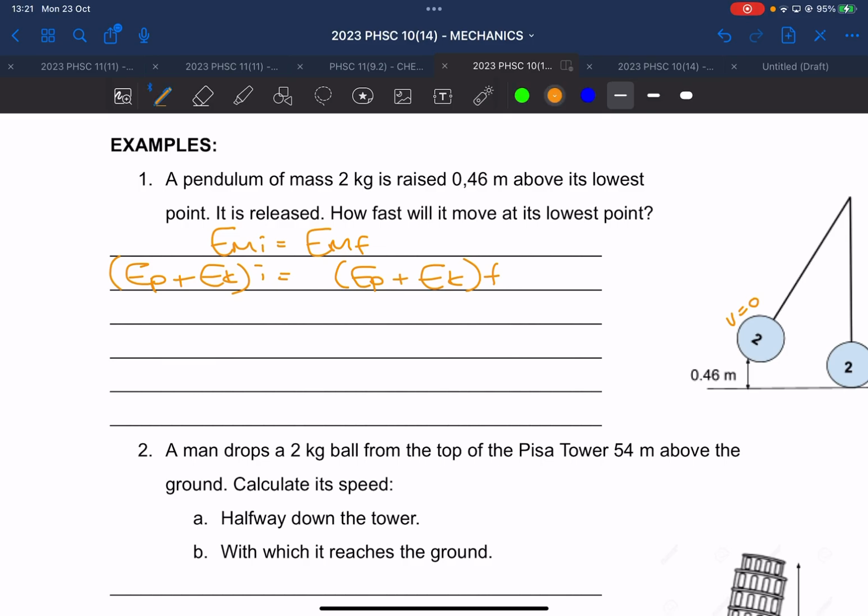Okay? And then we can elaborate it even further. mgh plus a half mv squared initially. Or let's do it like that. Do not forget your squares.